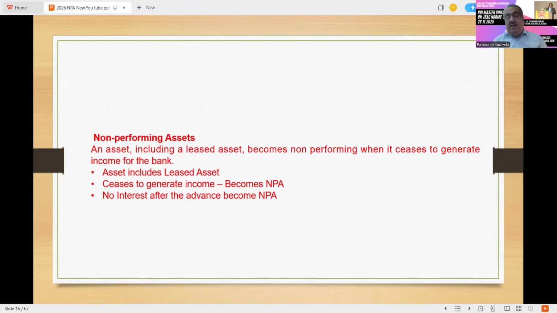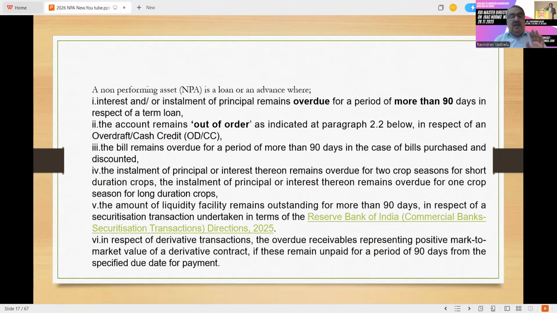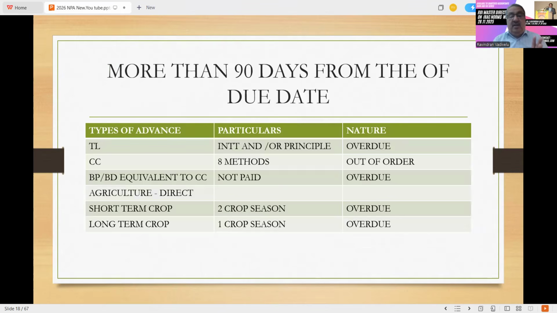Now we are going to the important basic thing. If you classify an account as NPA, then that account ceases to earn income for the bank. This asset includes the lease asset. After you classify that account as NPA, no further interest has to be charged on that account. And with reference to a term loan, they use the word overdue. With reference to CC, they use the word out of order. So this is a very, very important thing.